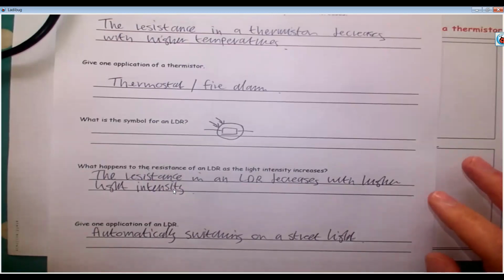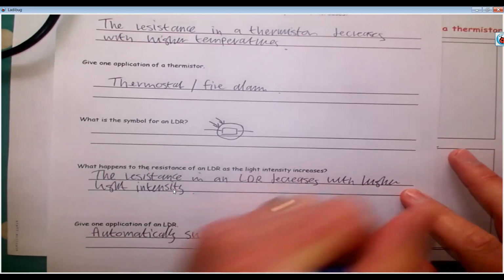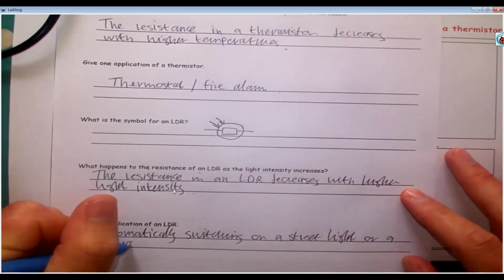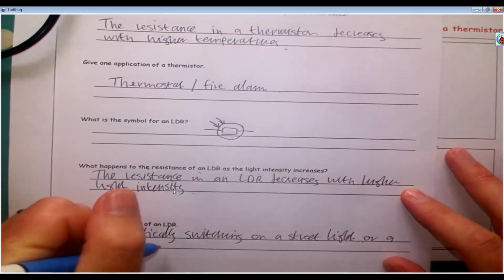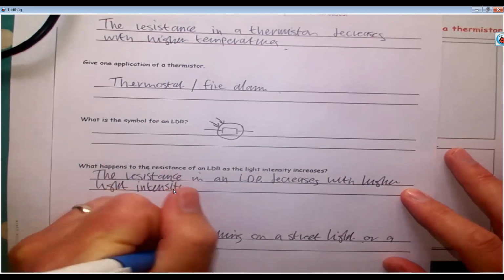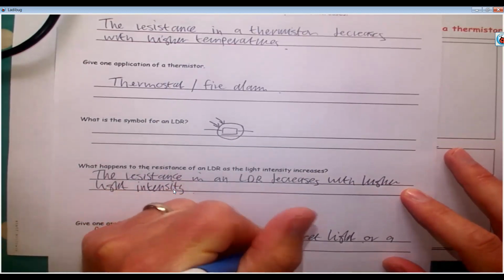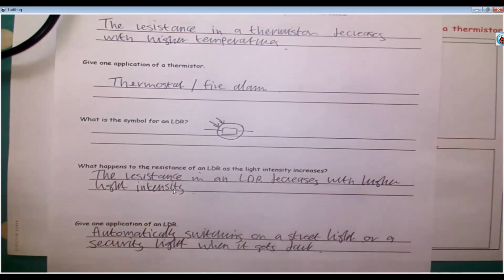Another use for that, a security light. When it gets dark, that's the sort of light that switches on when motion's detected outside your home or outside the premises at night time. And we wouldn't want that light to be coming on in the daytime, because it would be a waste of electricity, and people are more likely to be moving around in the daytime. So when light levels are low, this sort of resistor can switch a light on.